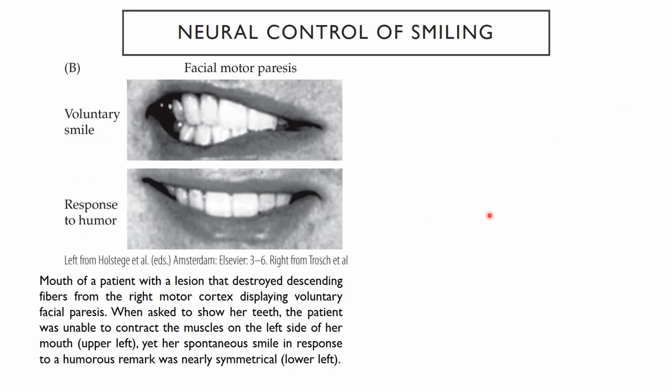In this slide, we're going to look at the smiles of two different patients that are exhibiting a form of paresis. Paresis is the medical term that means muscle weakness. And so this is facial motor paresis, so this is weakness of the face. This is the face of a patient who had a lesion that destroyed the descending fibers from the right motor cortex, displaying voluntary facial paresis. When this person was asked to show her teeth, the patient was unable to contract the muscles of the left side of her mouth, right? Right motor cortex, opposite side of the face.